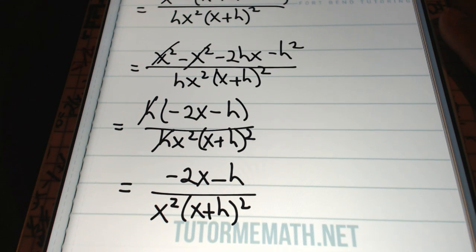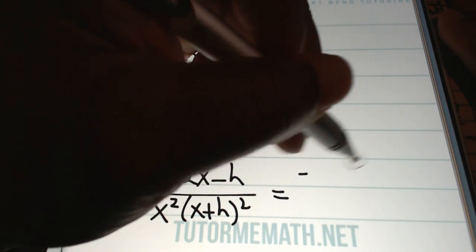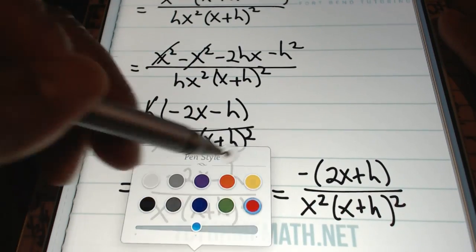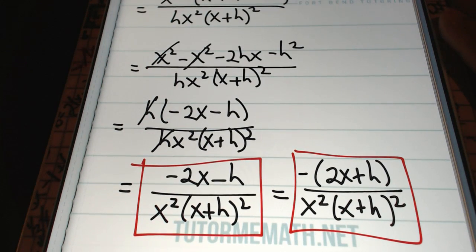And let's see what Obina has. Obina went ahead and factored out the negative. Okay, so you could also do that, Obina. Factor out that negative, and that'll be 2x plus h over the x squared times x plus h squared. All right, that's another way to write the answer. So you definitely can leave it this way, or you could take it a step further and factor out the negative if you want to show off like Obina. All right, and there you have it.